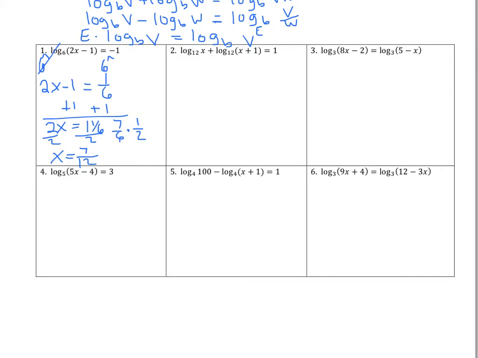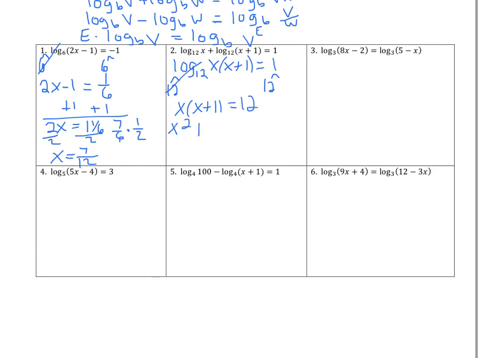In number 2, we have to condense first because we have log base 12 of x plus log base 12 of x plus 1. Can't have addition, so we have to condense those down. If I have addition of logs, that's like adding exponents, so I can condense that down into log base 12. When we add, we multiply, so it's x times x plus 1 equals 1. And then I have one thing on one side, so 12 raised to the log base 12, 12 raised to the 1. I cancel that out, and I get x times x plus 1 equals 12 to the first power, which is just 12.